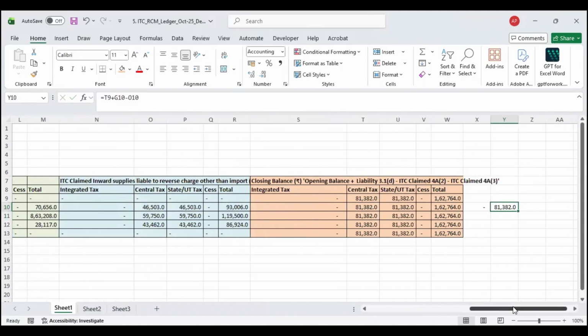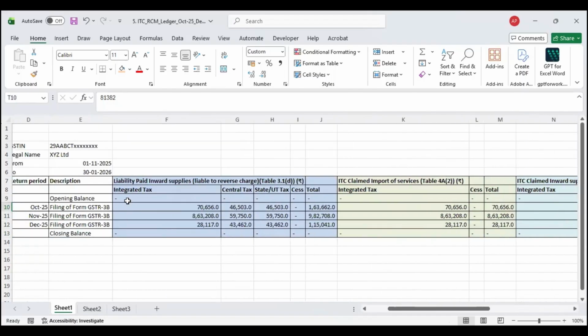So I have a closing balance of 81,382, which matches with your closing balance over here. This is how the government is going to cross-check what your liability is and what input tax you have taken. In case I get a negative balance here, the government will ask me to pay this. Why could there be a negative balance? Any reason?